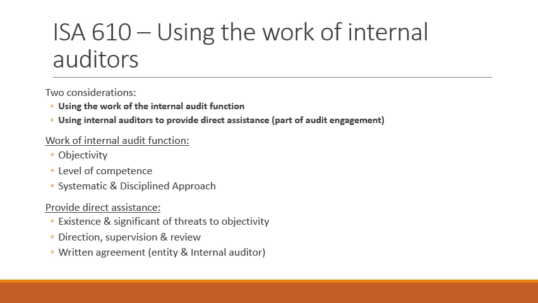ISA 610 covers using the work of internal auditors. It could be that if a company has an internal audit function, we as the external auditors could use the work of the internal audit function which they have already prepared, or we could possibly use the internal auditors themselves as part of the engagement team. So they assist our external audit engagement team in conducting the audit.